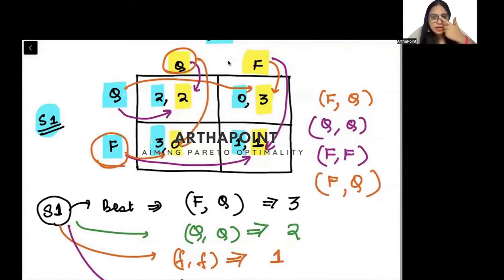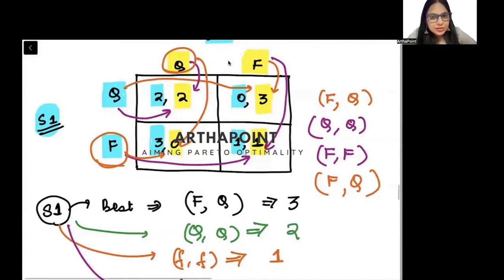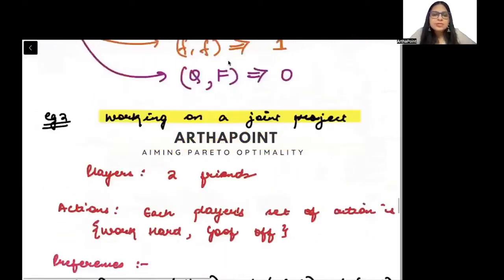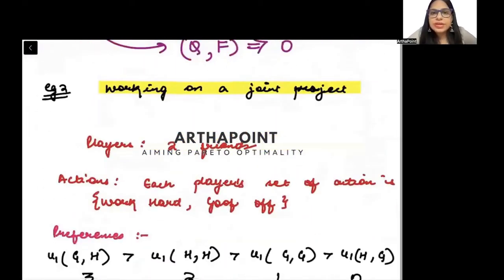This is how we can go ahead and we can make the matrix. Is this clear? How to make the matrix in simultaneous game? Right? Now there will be multiple such examples which we will be taking in the upcoming lectures. Okay? Okay, beta. Thank you.